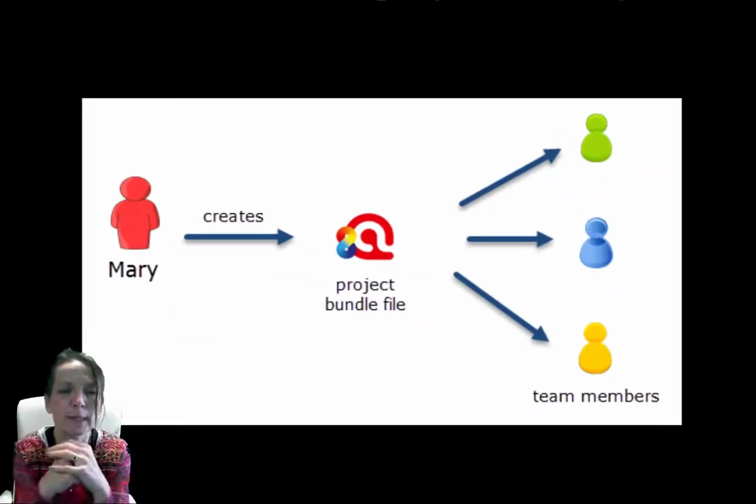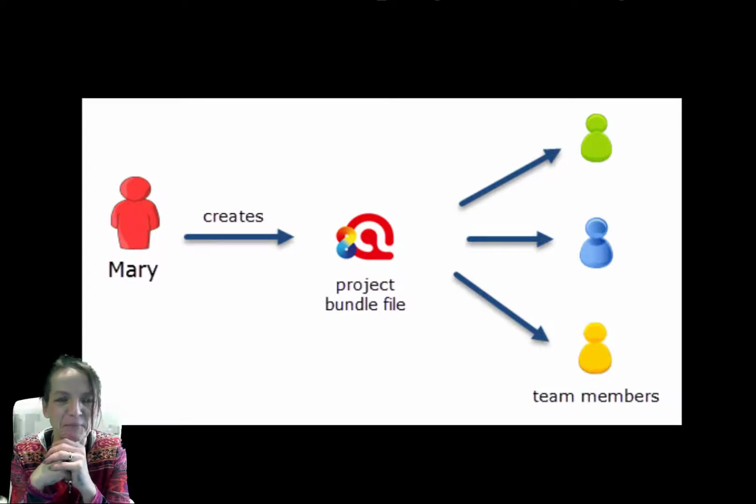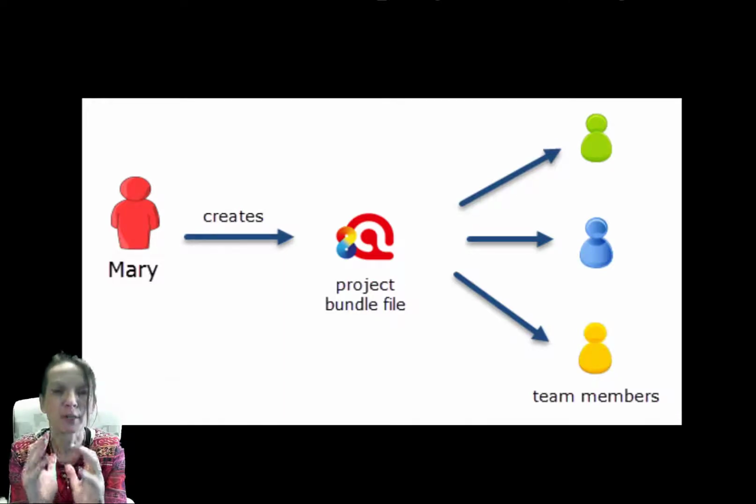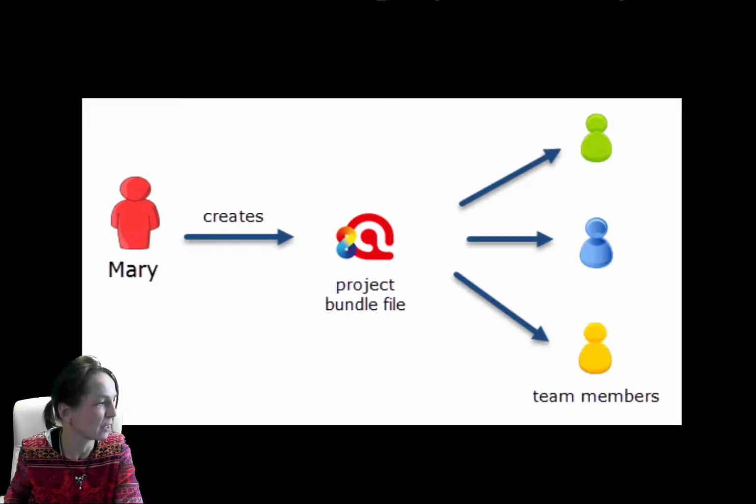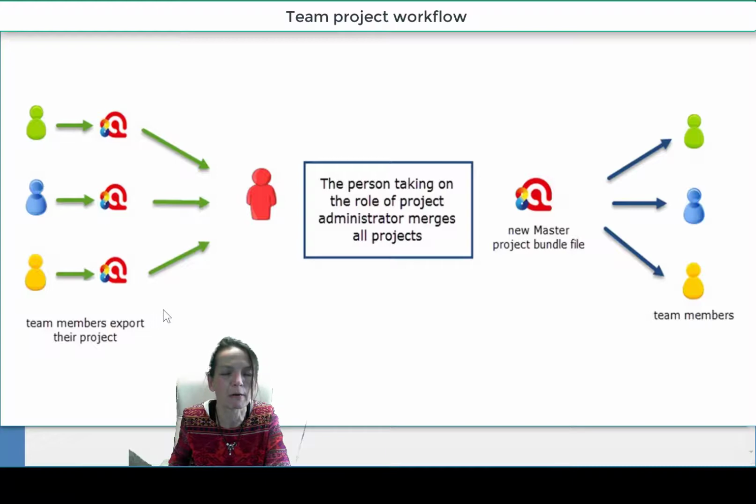And the way you have to set up a team project, so I'm Mary now, is it always goes in one direction. The project administrator has to set up the project and then export the project, and then can give it to the various team members, and the team members then have to give it back to the project administrator, again via project bundle file. The project administrator is merging all sub-projects and creating a new master file that contains the work of all team members, and then distributes this new master file to all team members again, and then the cycle continues like that.